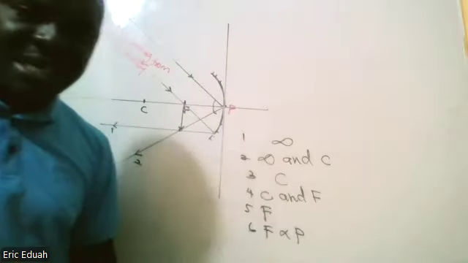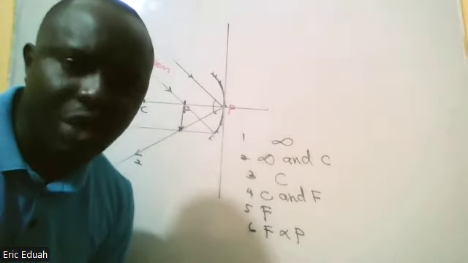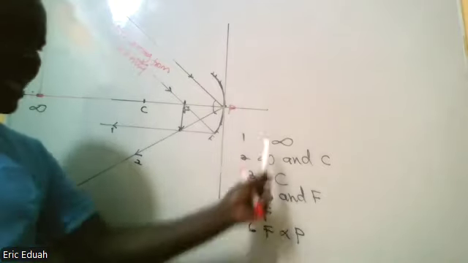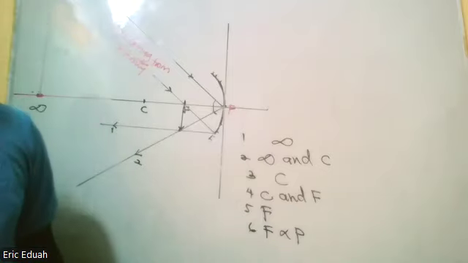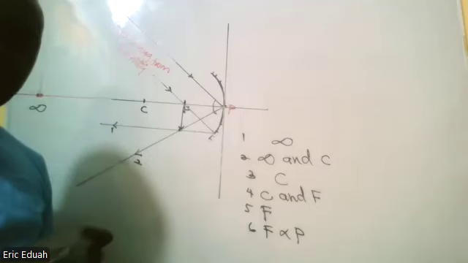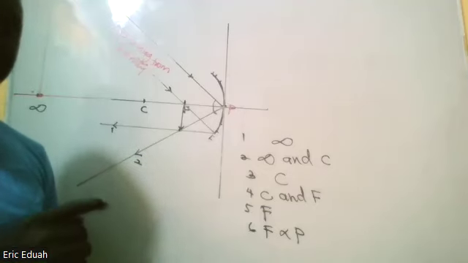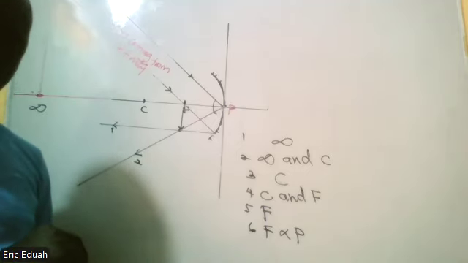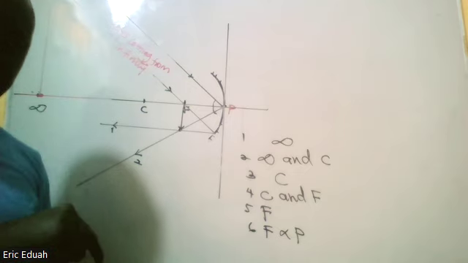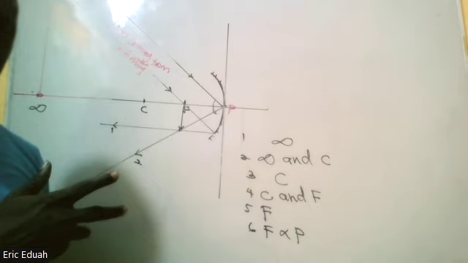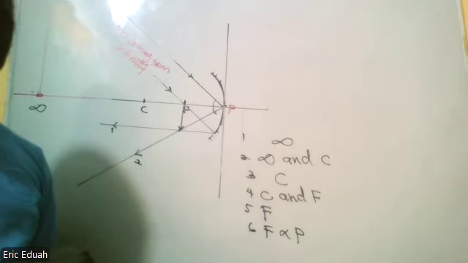When an object is placed at infinity, let's describe the nature of the image formed. 1. Object is at infinity. Image is real. It is inverted. Real, inverted, diminished. Image is formed at the focal point.